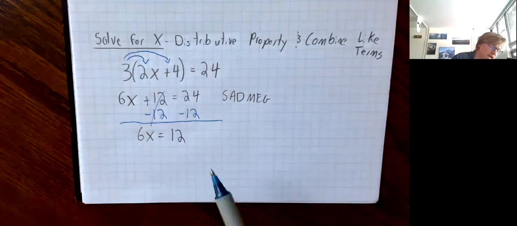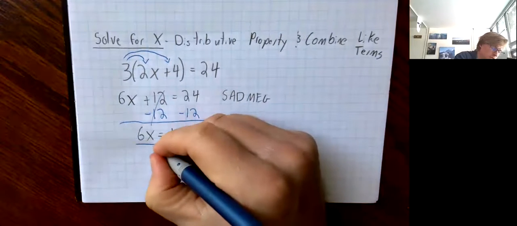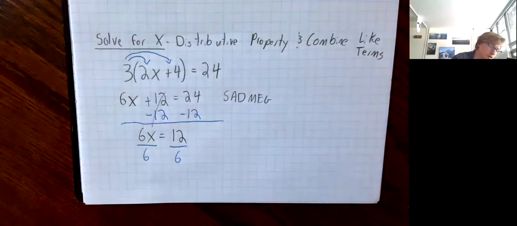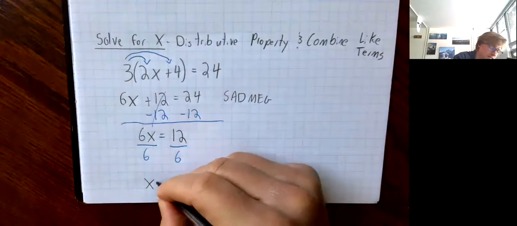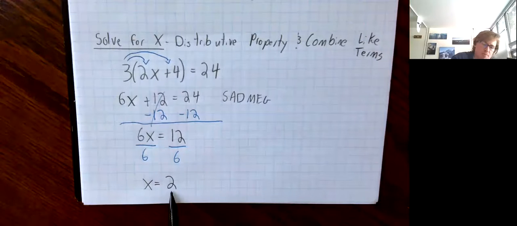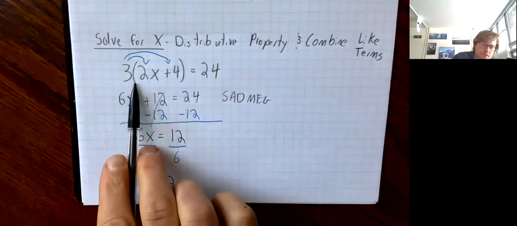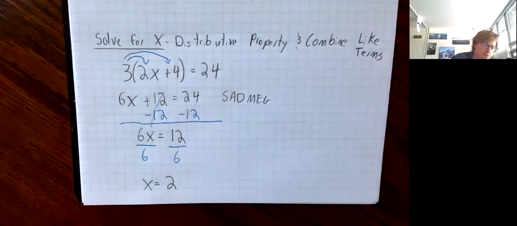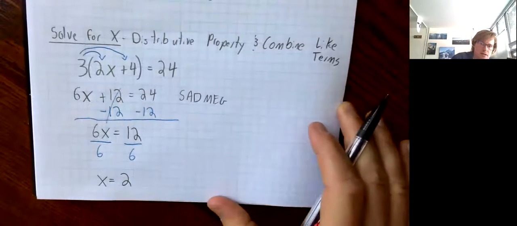X is being multiplied by 6 at this point. So I'm going to divide by 6. And my final answer is x equals 2. 12 divided by 6 is 2. If I were to plug this back in, if I plug 2 in for x, I would end up with 24 on each side.